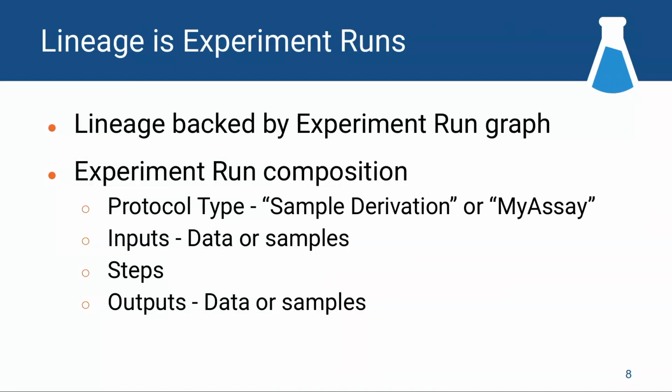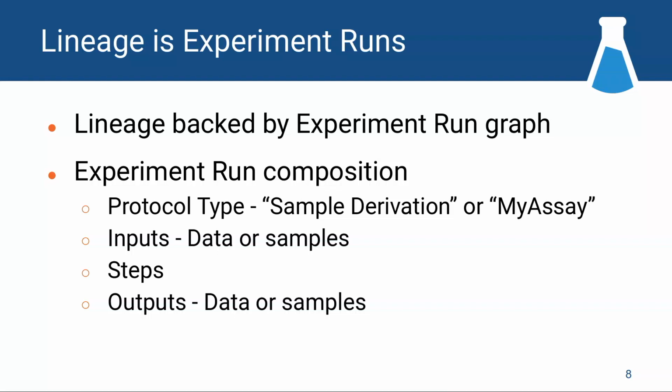So lineage is the experiment runs. There are lots of different types of runs. I just showed you sample derivation and assay, but there are many, many other types of runs. There's MS2 runs. There are file-based script pipelines that can generate runs. There are some other examples as well. So essentially, a run consists of a protocol, some protocol that describes what your run is about, right? That describes the structure, maybe. So that there is a flow protocol or an MS2 protocol.